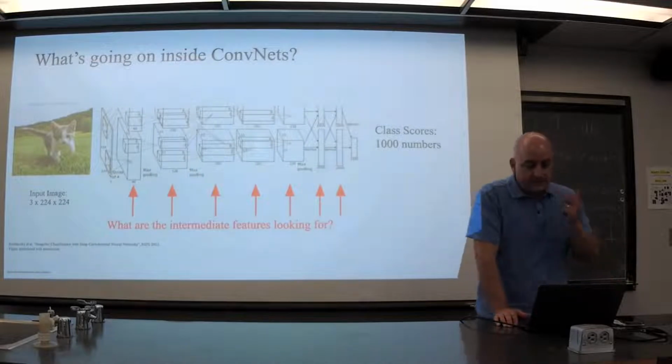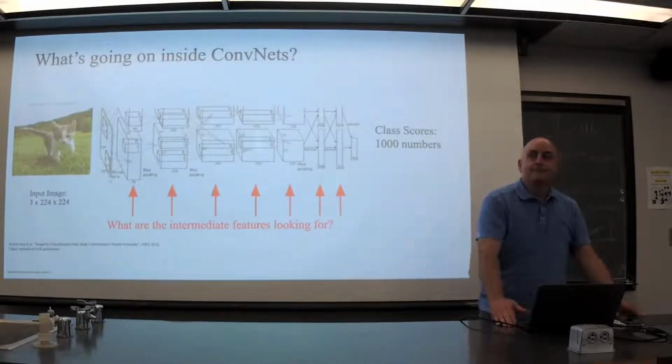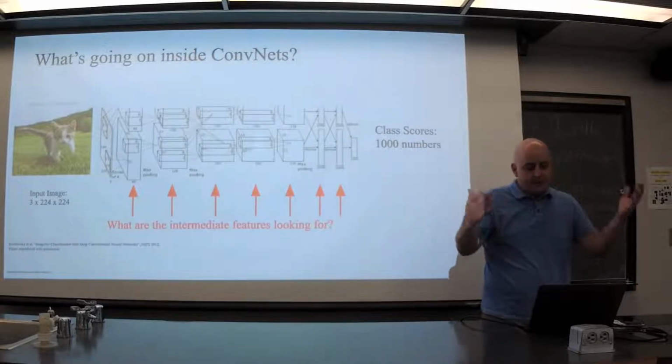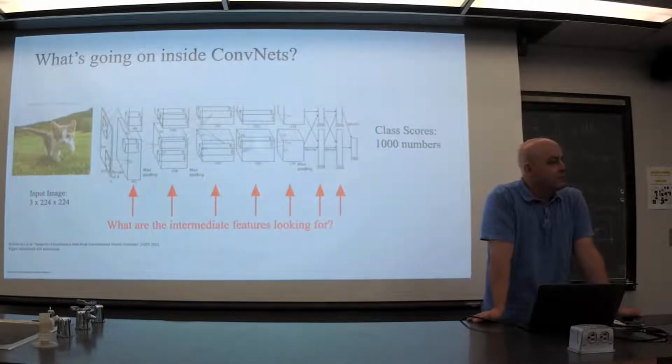So the question is, what's going on inside these convnets? Especially the deeper we go, what's happening at a particular layer? What's it contributing to the overall performance of the model? Or how would we even begin to ask that question?